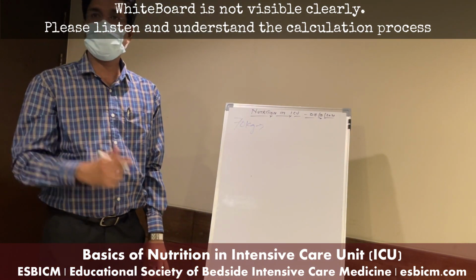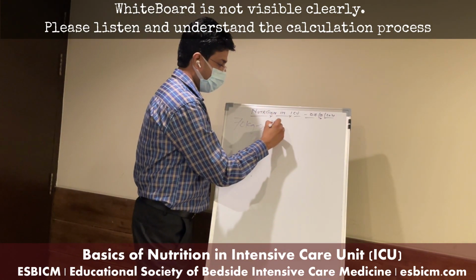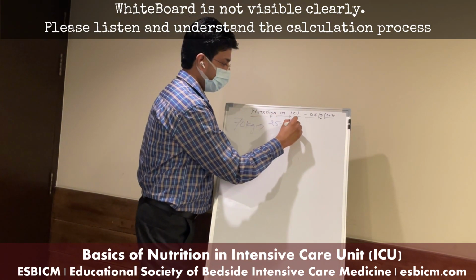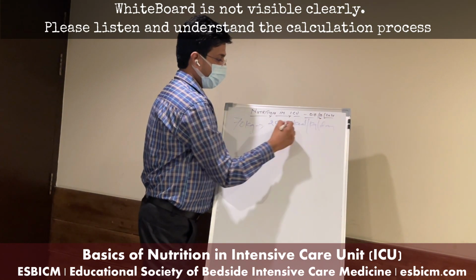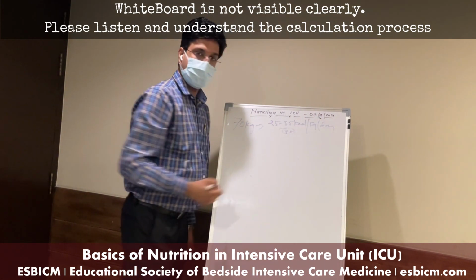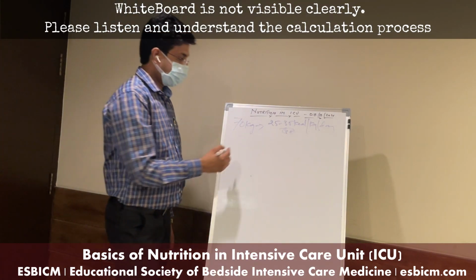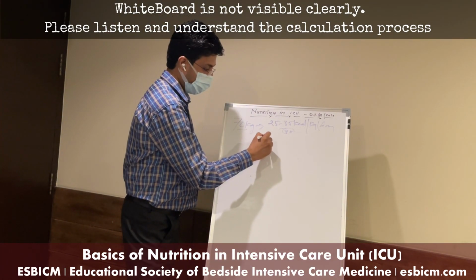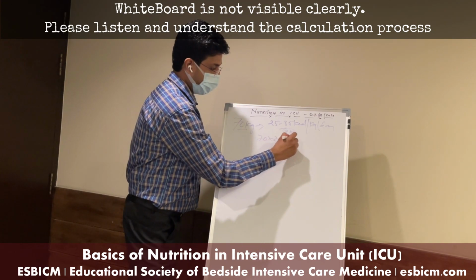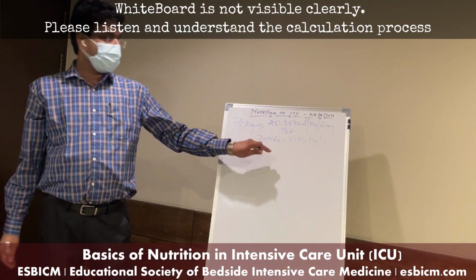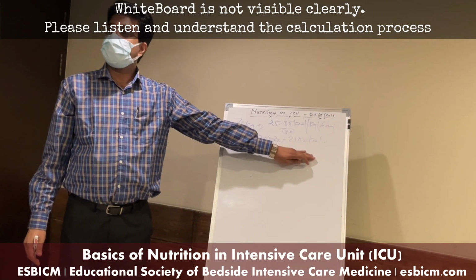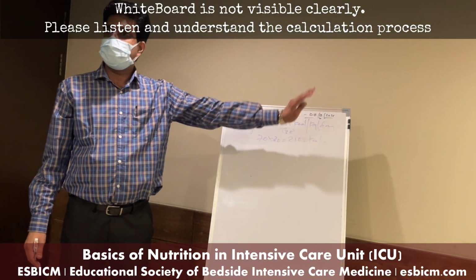How much nutrition, how many calories do you need to provide? 25 to 35 kilocalorie per kg per day. Suppose we take 30. You can have your calculators there. So 70 into 30, 2100 kilocalorie. We need to provide 2100 kilocalorie to this patient in 1 day.